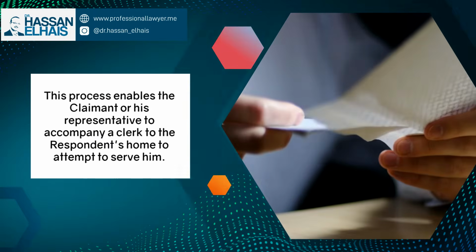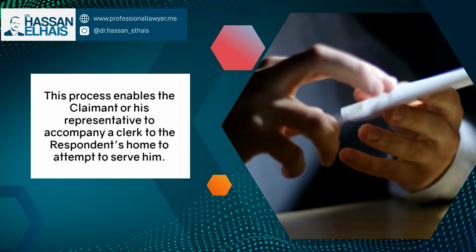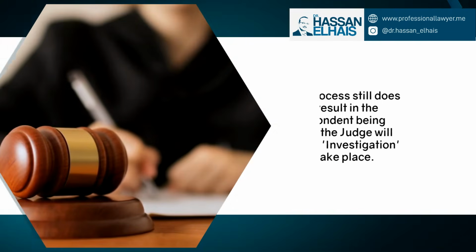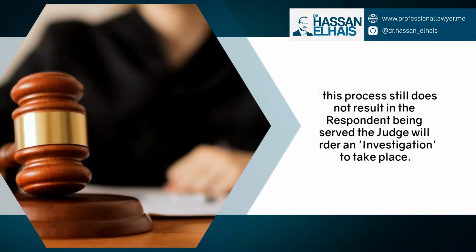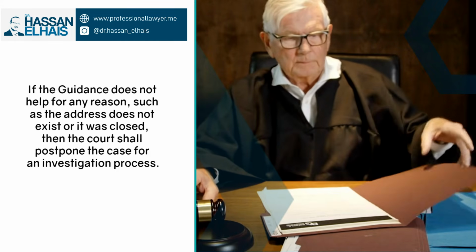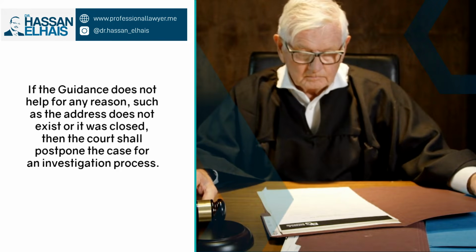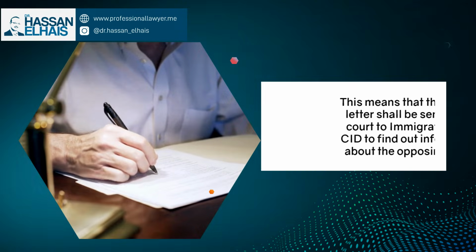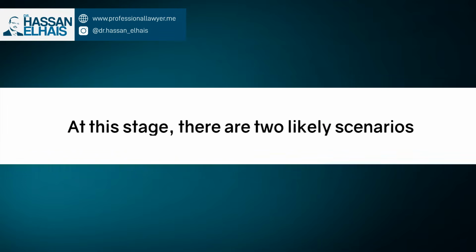This process enables the claimant or his representative to accompany a clerk to the respondent's home to attempt to serve him. If this process still does not result in the respondent being served, the judge will order an investigation to take place. If the guidance does not help for any reason, such as the address does not exist or it was closed, then the court shall postpone the case for an investigation process. This means that the official letter shall be sent by the court to immigration and CID to find out information about the opposing party. At this stage, there are 2 likely scenarios.